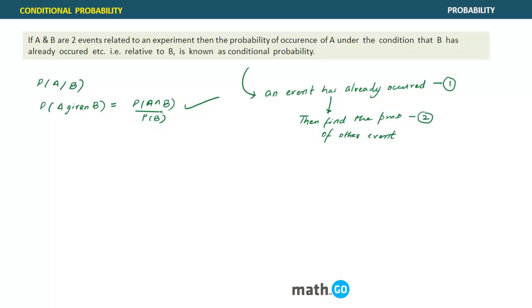Just remember the formula for solving this. In fact, if A given B is to be found, the formula is nothing but P(A intersection B) divided by P(B). This sometimes can also boil down to the number of events common in the A and B sets divided by the number of events in set B. You can also use this. Okay, so now let's start applying this conditional probability in the question straight away.